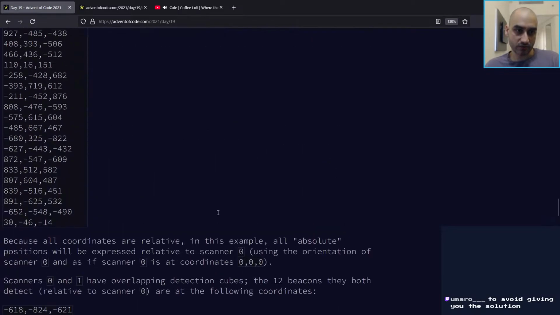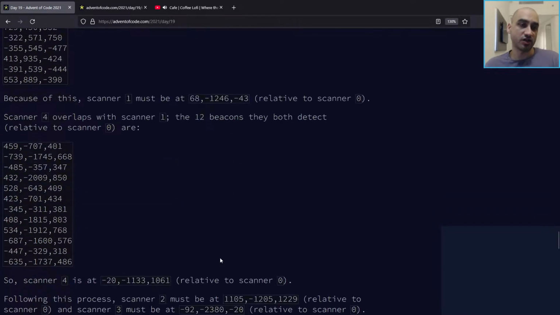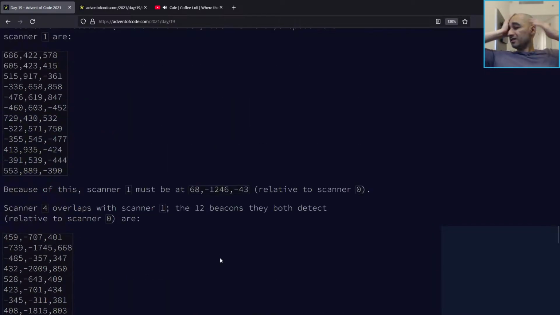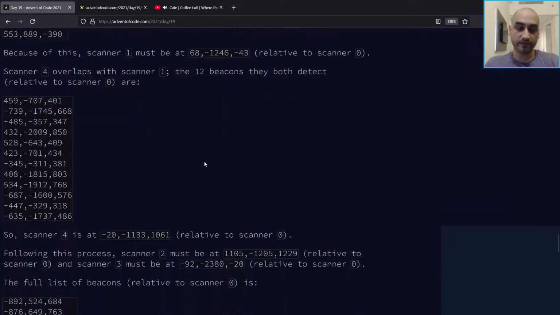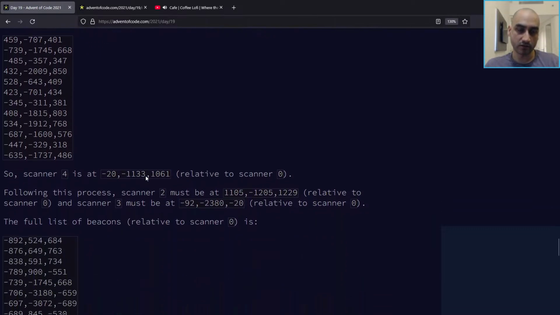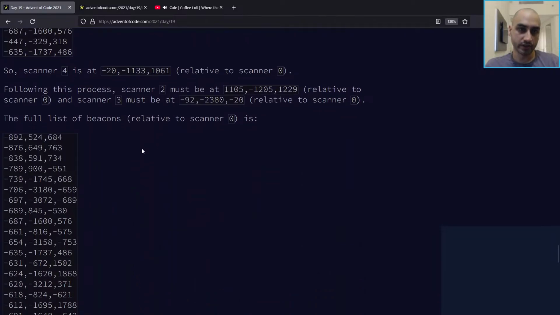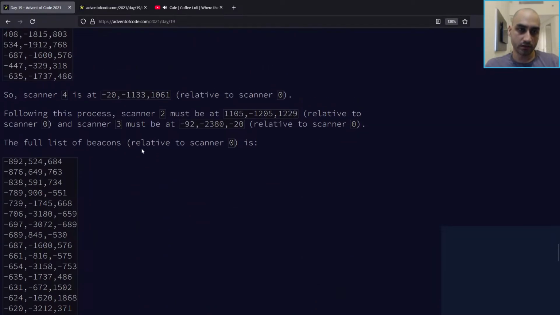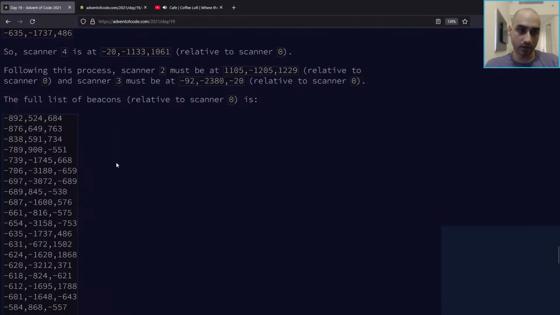So we can start at 0. We can assume that it has 12 in common with one of the others. Because once we have found that scanner 1 has 12 in common with scanner 0, then we can basically merge them together and say this is now just one big rectangle, one big cuboid with a list of beacons.